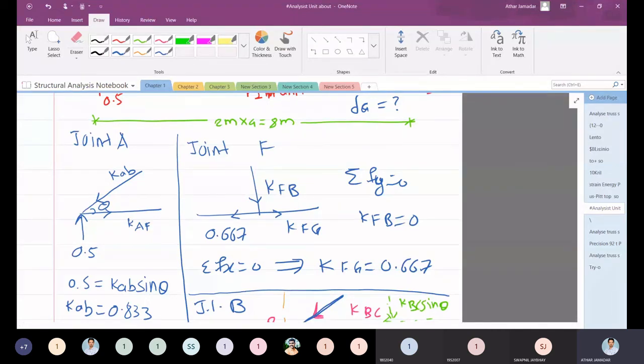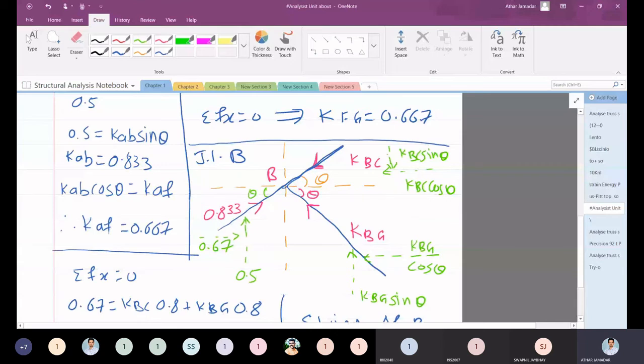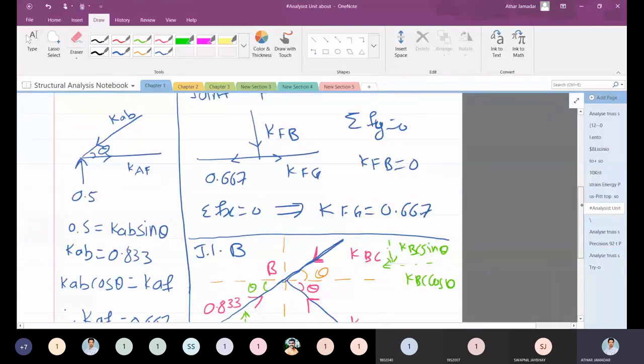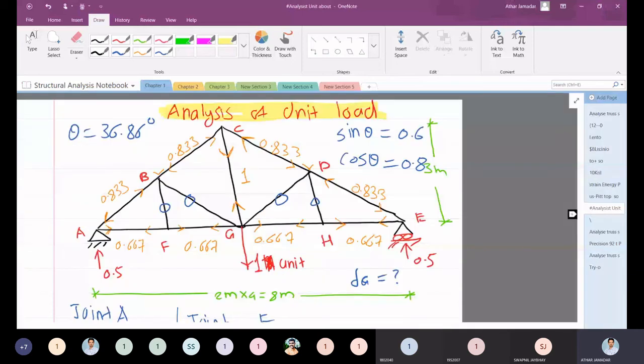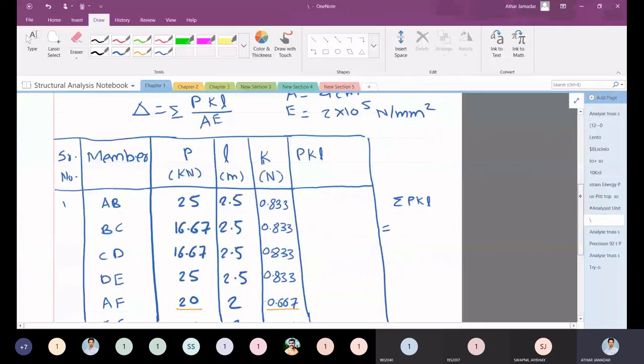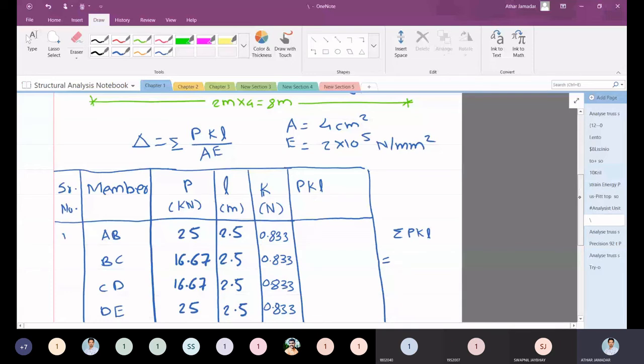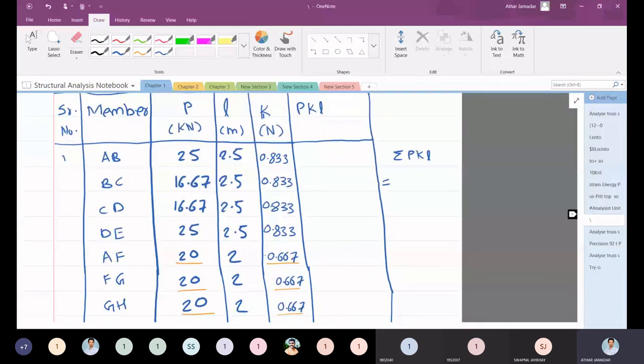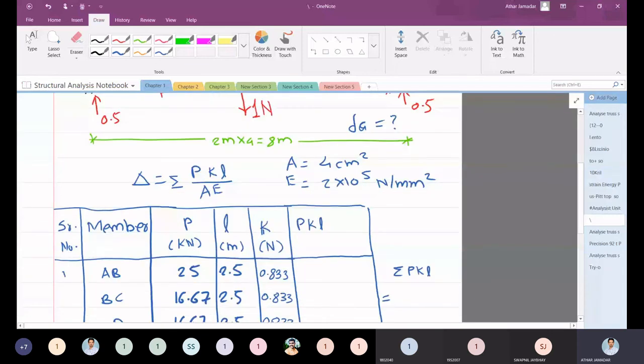So where is it useful? Here in this diagram. In the morning session we plotted one table like this, in which the first column is serial number, the second column is member, and the third column is P, that is the force acting. Now here, E is given in Newton per mm square and area is given in centimeter square. So here we will convert this area into mm square, because generally deflections are calculated in mm.